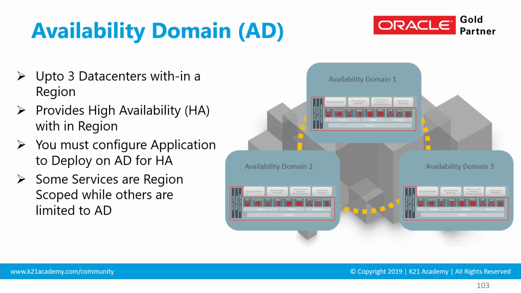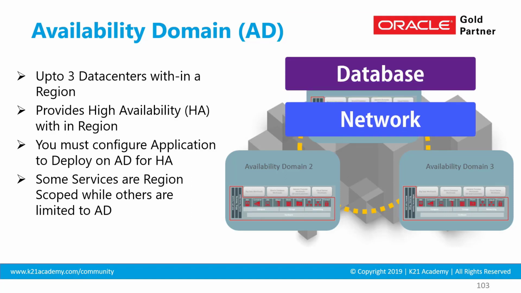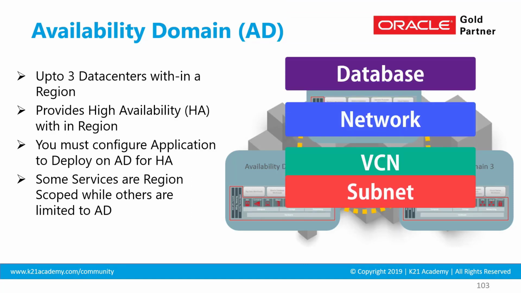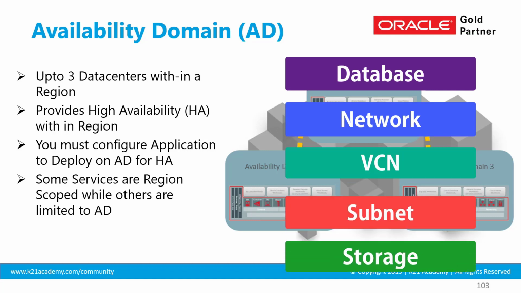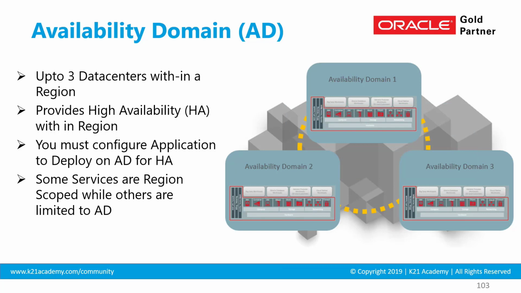Now these services in OCI, like your databases, network (and within network your VCN or subnet), or storage and different types of storage, some of these are scoped within an availability domain and some are scoped within a region. We'll see that in a minute. So you have availability domains, which are 3 data centers within a region.